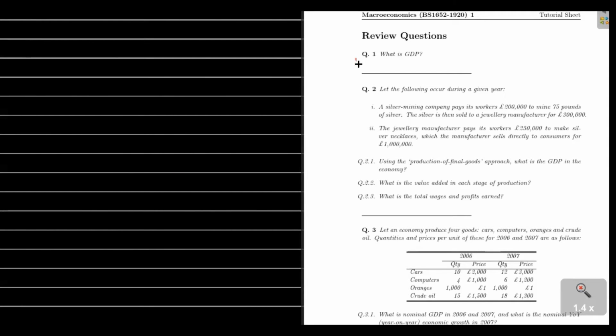And what is GDP? GDP is the value of total final goods produced in an economy in a given year, or a given period. That means you exclude the value of intermediate goods, so you just focus on final goods and services. When I talk about final goods, I also mean including services. So moving to question 2.